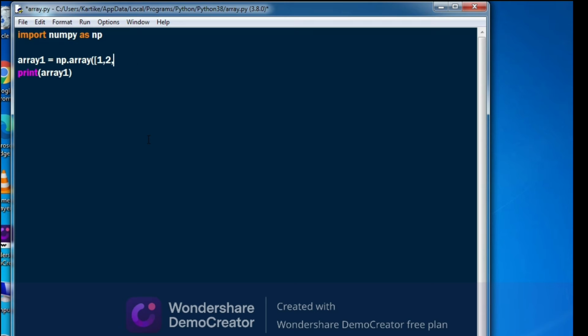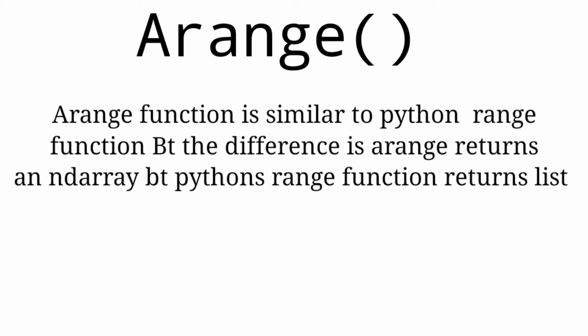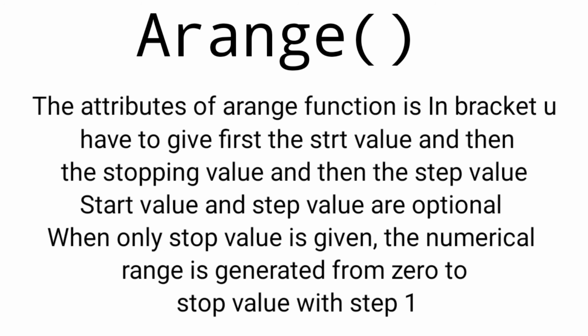Now we will try to create an array from some of the NumPy functions. One of the functions is the arange function. The arange function is similar to Python's range function, but the difference is arange returns an ndarray, but Python's range function returns a list. The attributes of the arange function are, in brackets, you have to give first the start value and then the stopping value and then the step value. Start value and step value are optional.